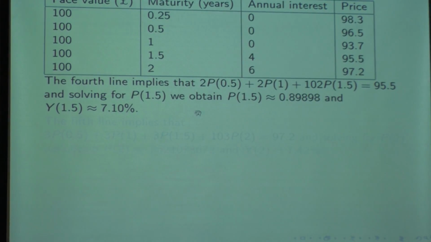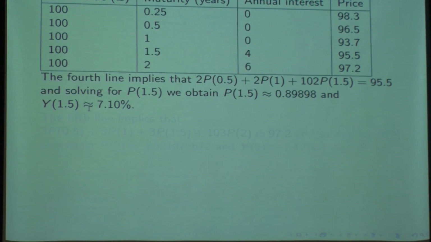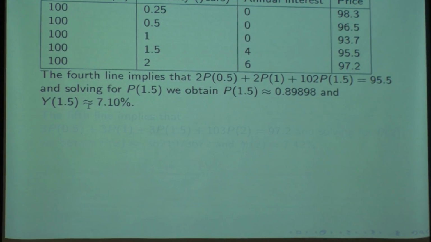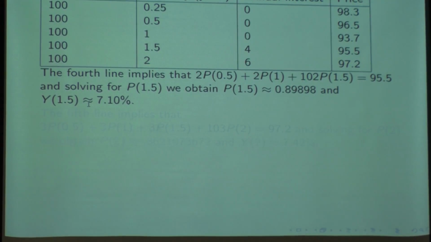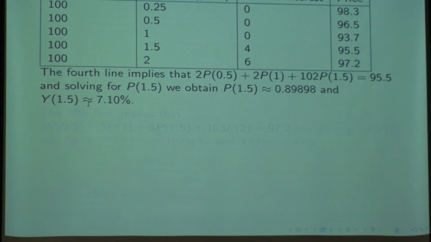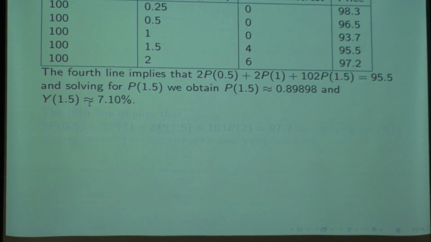And this is P of 1.5. And then I can find what is y of 1.5. What is the 1.5 year interest rate, by using something that used to be here, by using this. And I get the 1.5 interest rate.